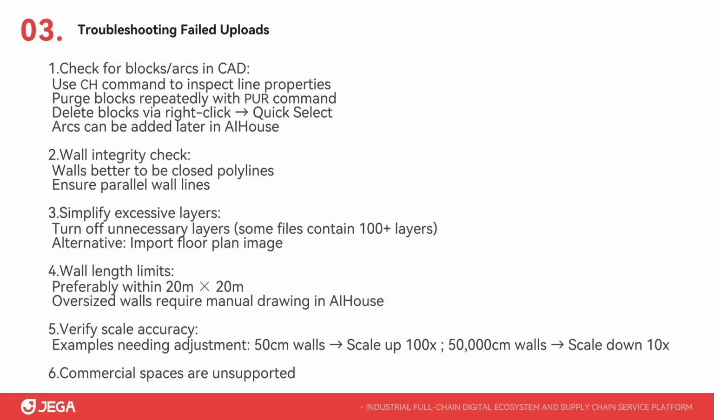Next, let's check the fourth part, which is the wall length limit. You need to make sure that the dimension is under 20 meters by 20 meters. If not, you need to manually draw it in JEGA AiHouse. The fifth part is that you need to check the scale accuracy. If your wall thickness is only 15 centimeters, then you need to scale it up by 100. If the wall thickness is 15,000 centimeters, then you need to scale it down by 10.